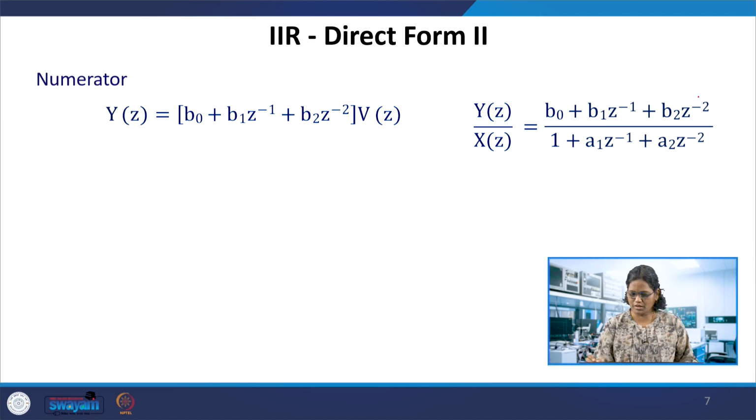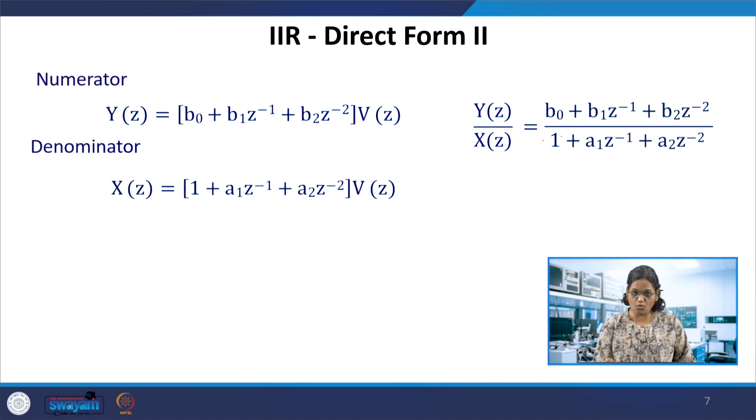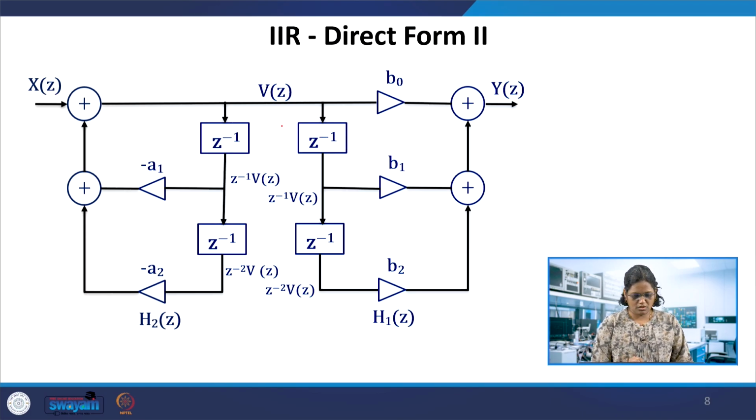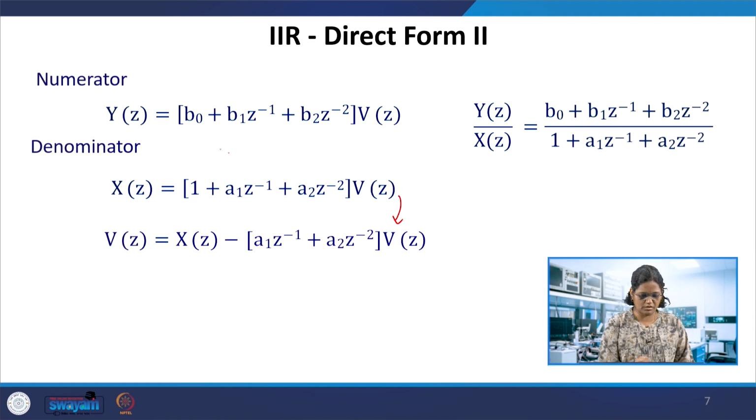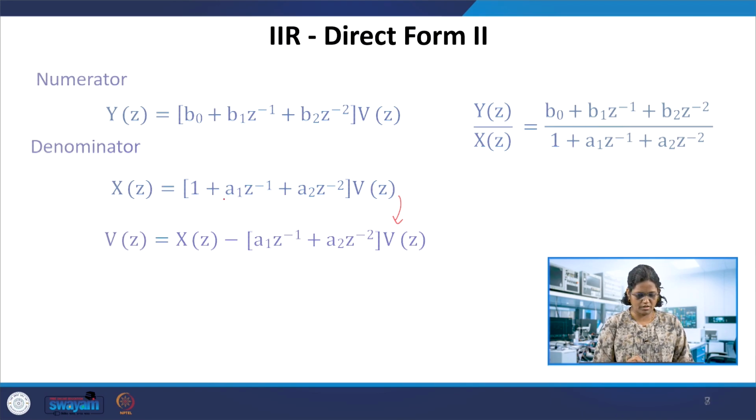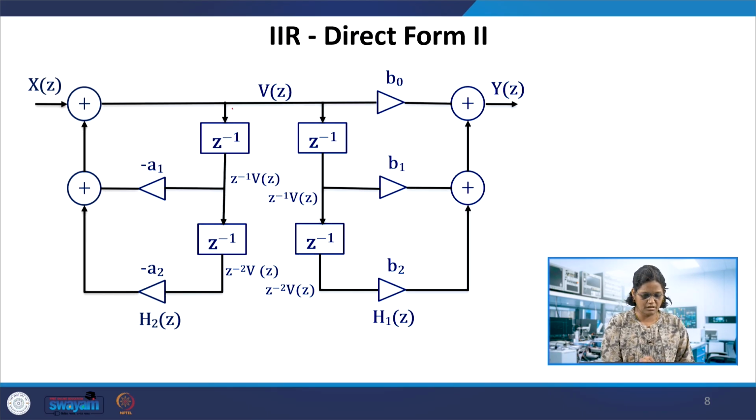Multiply this by v of z, and then the denominator, directly take this, not 1 by this: x of z into v of z. So from this, v of z equals x of z minus, so here you can have this expression, and this is another expression. So this is the structure. Here x and v of z, you can observe v of z here, and also a1 and a2. First comes the feedback: x of z and v of z at the center, delay it, multiply by minus a1, and add it to get x of z plus this.